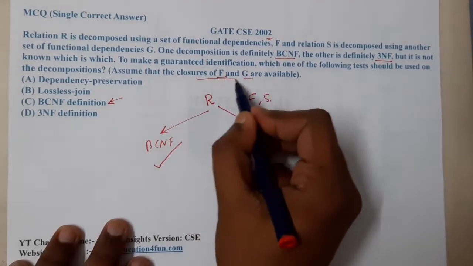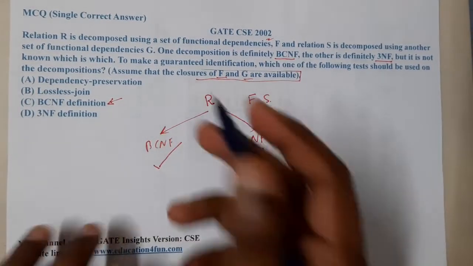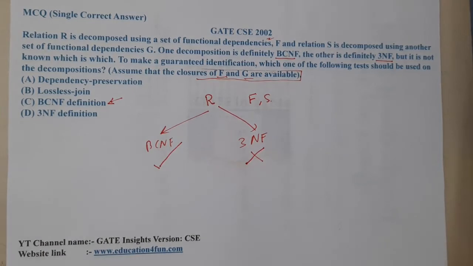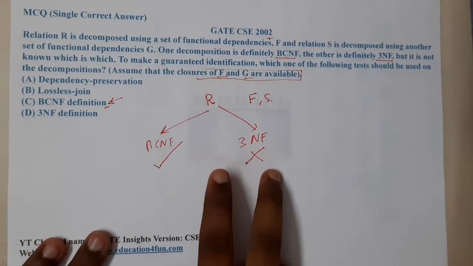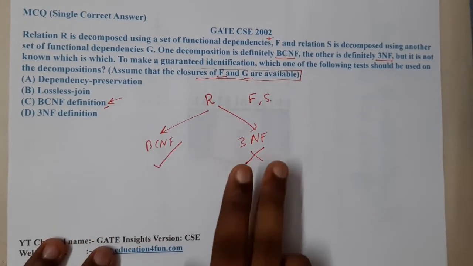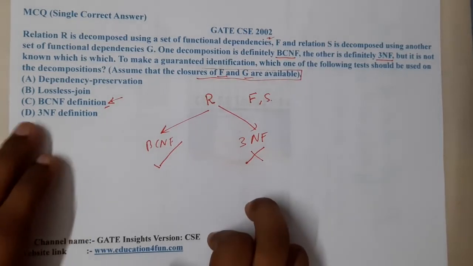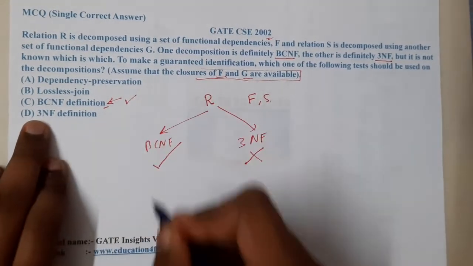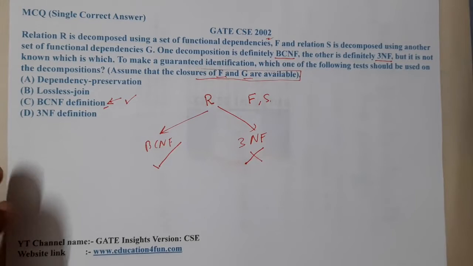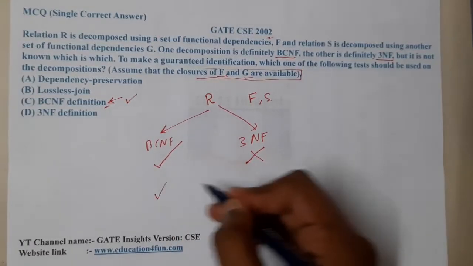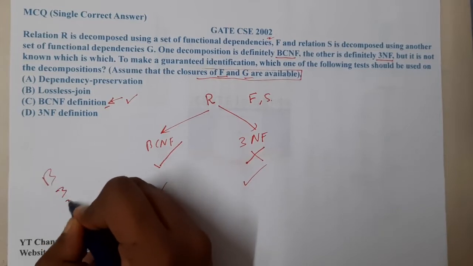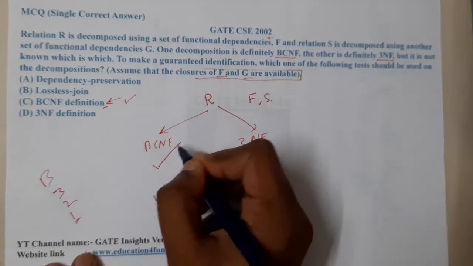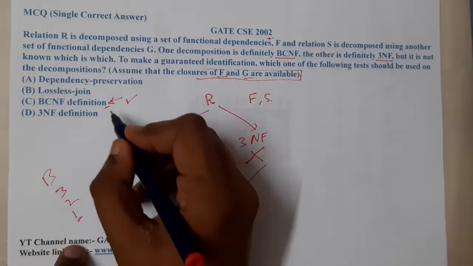Because the closure is available, from the closure we can identify the dependencies, or the dependencies will be given. Based on those dependencies, if we use the BCNF test, one will pass and the other will fail. The one that passes is BCNF and the one that fails is 3NF. That is the most appropriate answer according to me. Few students might say, I will use the 3NF test. But if you use 3NF, both of them will pass, because BCNF already satisfies 3NF, 2NF, and 1NF. So indirectly both will pass, and that is not a good approach.